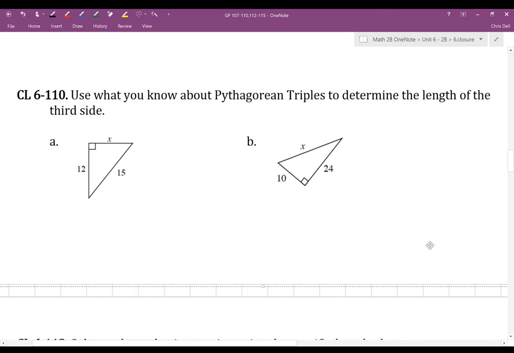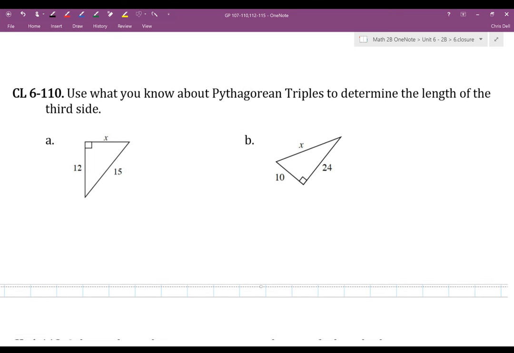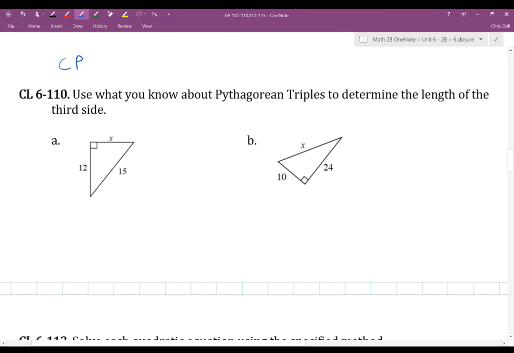We are looking at a problem that has us explore Pythagorean triples. So I'm going to review the Pythagorean theorem and talk about these patterns of Pythagorean triples. I'm pulling this specific question from CPM's Math 2, Integrated 2. Actually, this is the closure, chapter 6. Chapter 6, closure. Okay. All right.